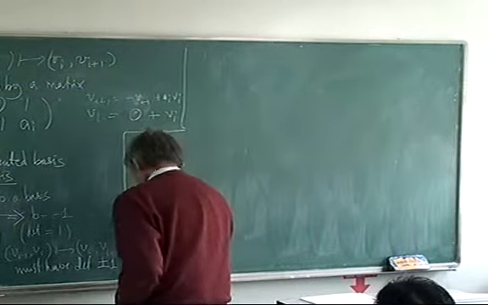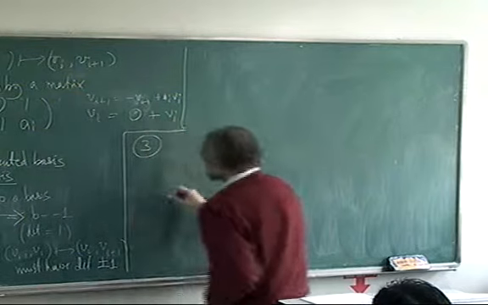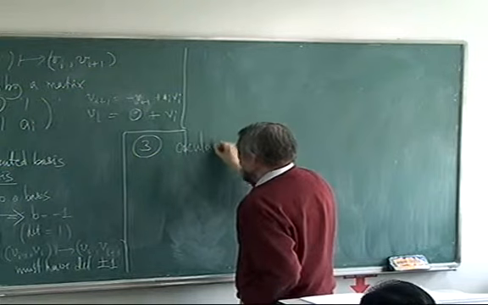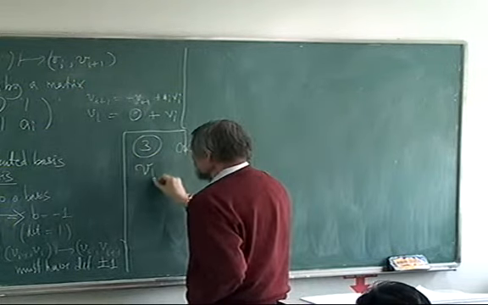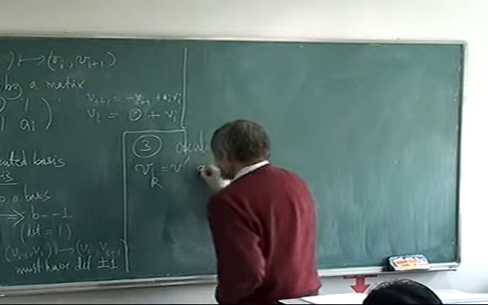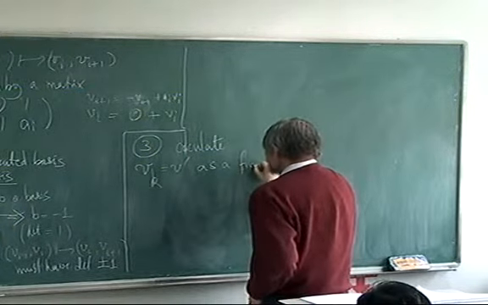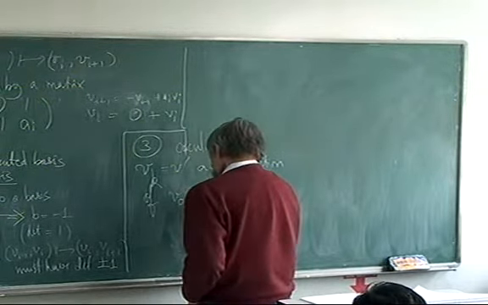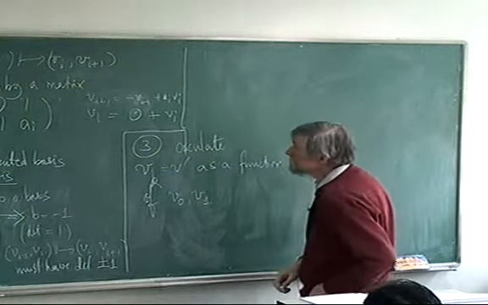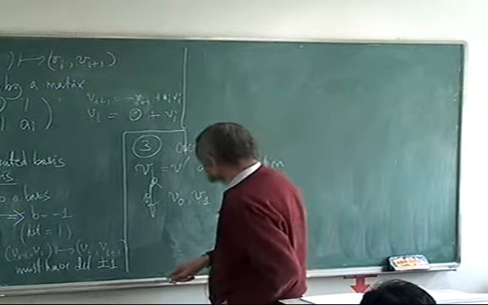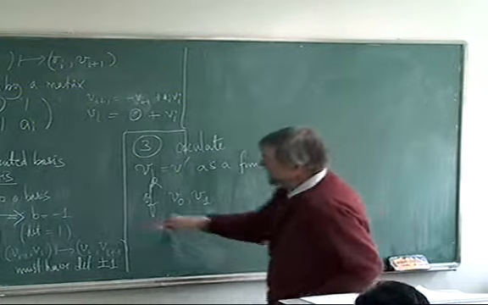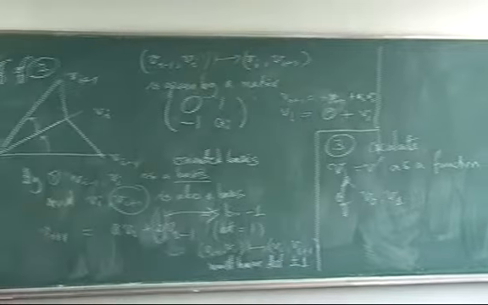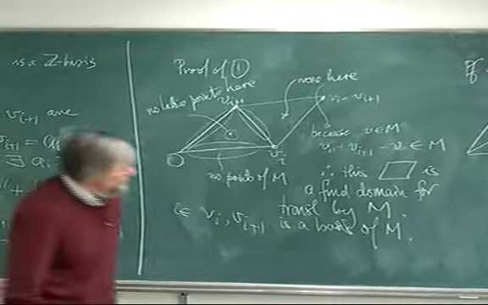So finally, part 3. Calculate v_k, this is v_k prime, as a function of v_0, v_1. Right, and so basically I'm taking a product of these matrices. I have absolutely no idea how to write down the product of matrices in the right order.